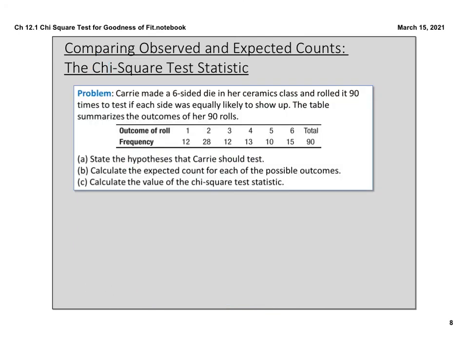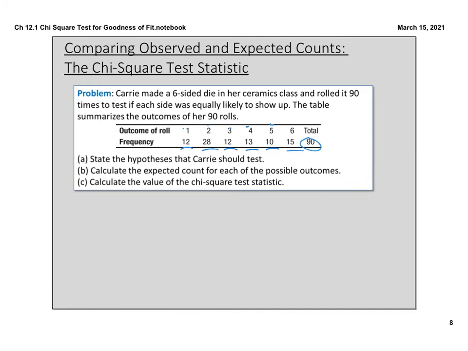So let's take a look at a different example. It says Carrie made a 6-sided die in her ceramics class and rolled it 90 times to test if each side was equally likely to show up. The table summarizes the outcomes of her 90 rolls. So she's got 6 sides, there it is. And she got a 1, 12 times, 2, 28 times, 3, 12 times, 4, 13, 5, 10, 6, 15. When you add them all up, you get a total of 90.